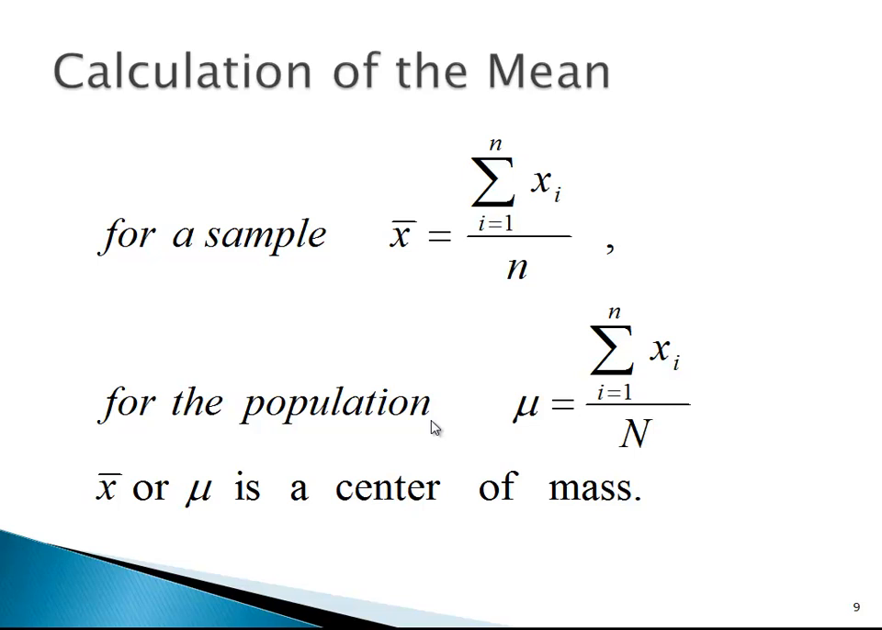For a sample, if we took a sample from the population, the mean will equal the summation of the values of the sample divided by the number of points in that sample. For the population, the mean will equal the summation of all the values in the population divided by the number of the population.